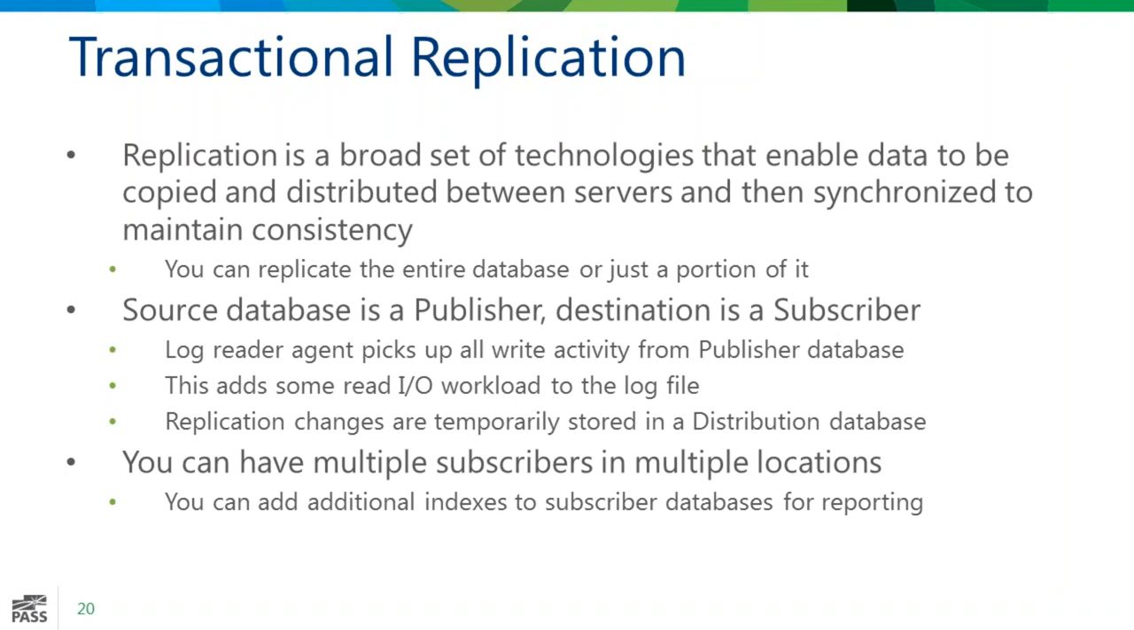And doing this is going to add some read I/O workload to the log file, and you have a similar thing for a different reason with database mirroring and Always On availability groups. So you need to be aware of that if you're thinking about how much I/O capacity you need. This technology and database mirroring and Always On availability groups add a little bit of extra workload to support themselves. And all the changes that are happening to your publisher are temporarily stored in the distribution database. And sometimes the distribution database becomes a performance bottleneck if you're not careful. But the cool thing about this is, again, you can have multiple subscribers in multiple locations. And then one of the most useful things is that you can create new schemas, and you can add new indexes and make schema changes of other types to your subscriber databases for whatever reason you want to.